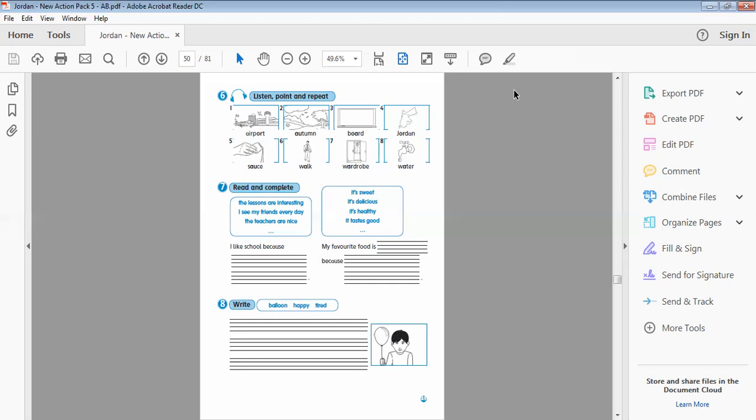Exercise seven. Read and complete. We have two boxes here. The lessons are interesting. I see my friends every day. The teachers are nice. I like school because, you can choose any one of the options. I will select the first choice. I like school because the lessons are interesting.